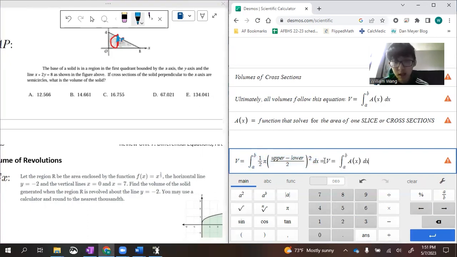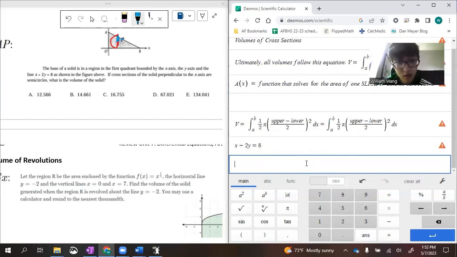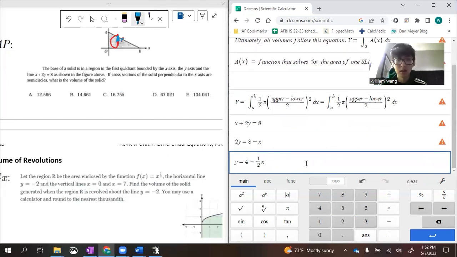First of all, what I could fill out is, what are my upper and lower functions? Well, my upper function is clearly this x plus 2y equals 8. However, it's not written well. I need to solve for this in terms of y. So 2y is equal to 8 minus x, which means y is equal to 4 minus 1/2 x. Okay, so that's my upper function.